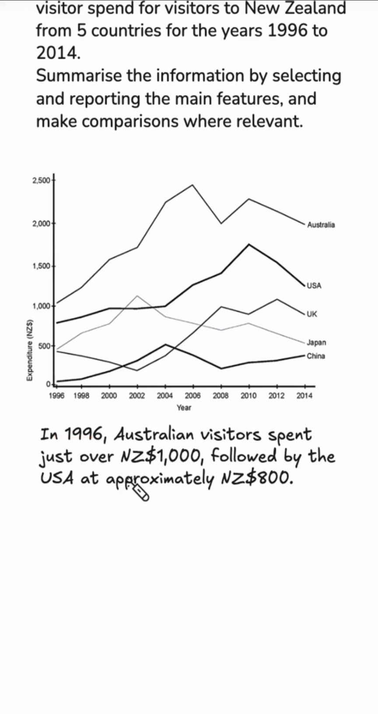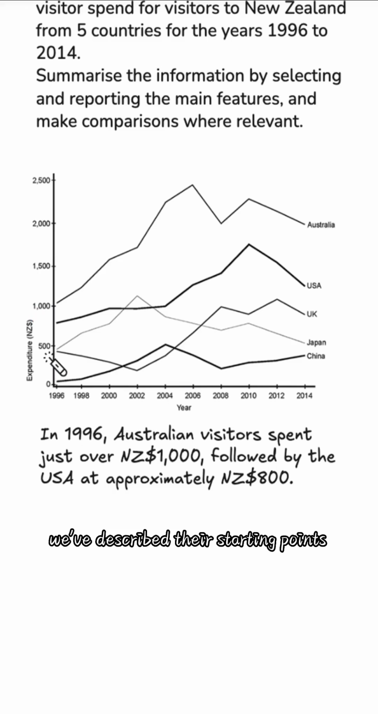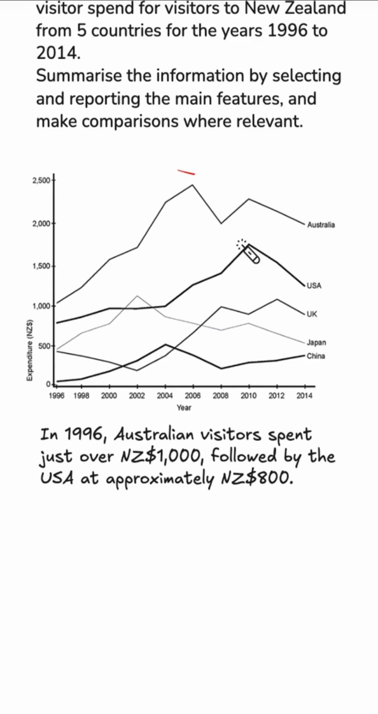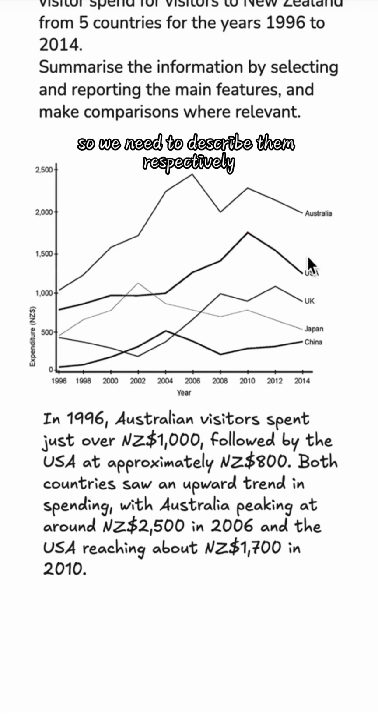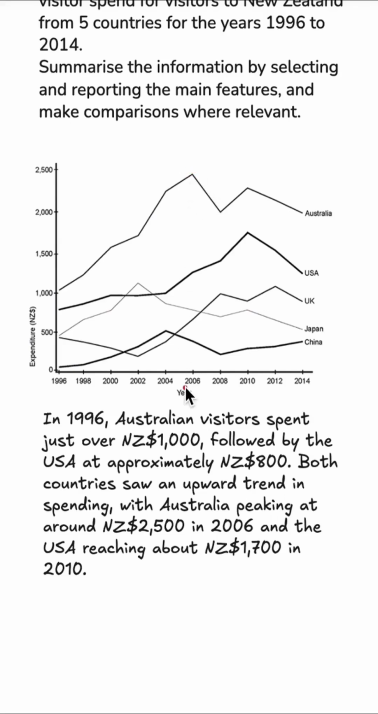In 1996, Australian visitors spent just over 1,000 NZ dollars, followed by the USA at approximately $800. We've described their starting points. Next, let's look at their peaks, which are also important in line graphs. As you can see, Australia and the USA peaked in different years, so we need to describe them respectively. Both countries saw an upward trend in spending, with Australia peaking at around $2,500 in 2006, and the USA reaching about $1,700 in 2010.